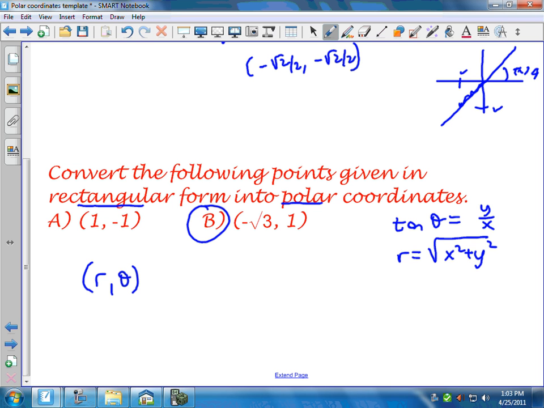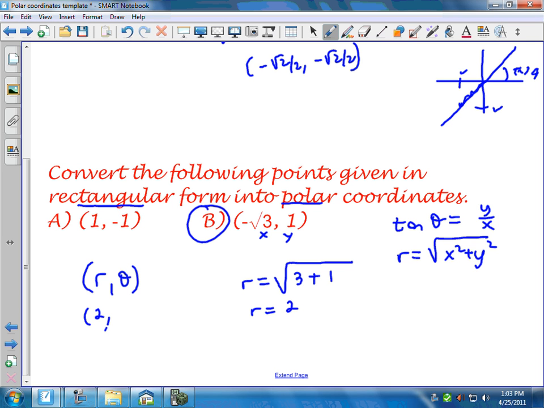All right, so let's find r first. That'll be easier. r equals the square root of what? Because this is given in rectangular form, this is your x comma y, right? So the first one squared, which is 3. The second one squared, which is 1. So we're looking at the square root of 4. In other words, r is equal to 2. So we got the first coordinate for the polar point.